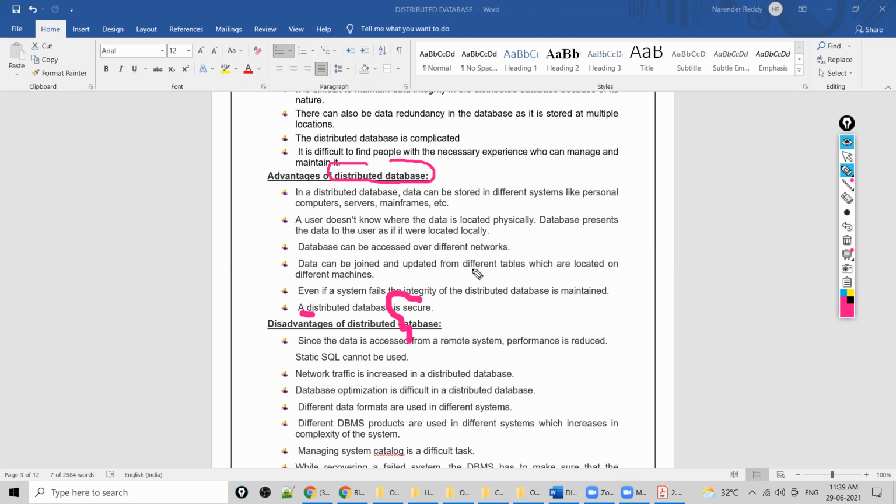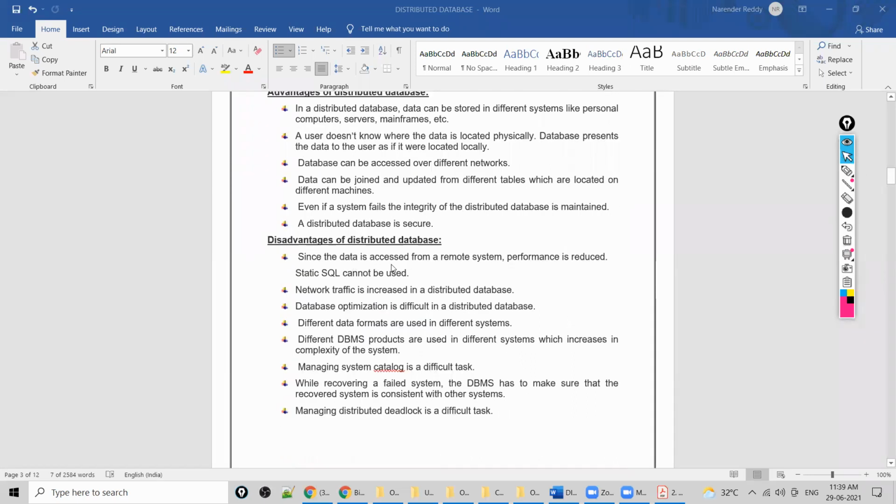These are all advantages of distributed databases. Let's come to the disadvantages of distributed database. First one: since the data is accessed from a remote system, performance is reduced. For example, now you are in Hyderabad and you want to access a Bangalore database. Since the data is accessed from a remote system, performance is reduced.